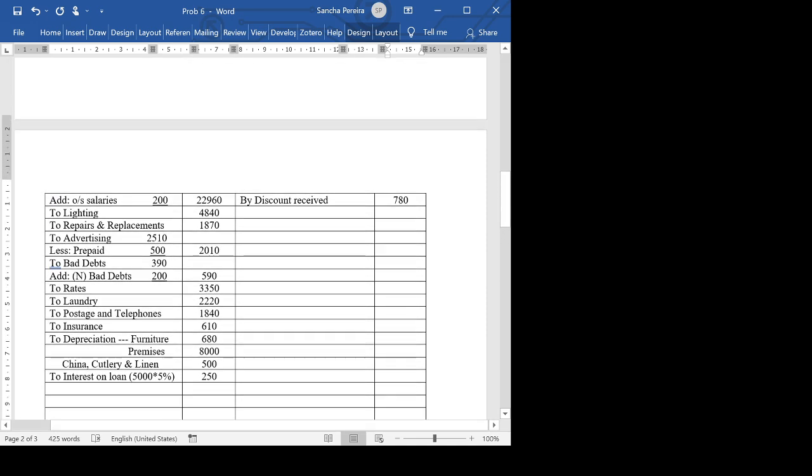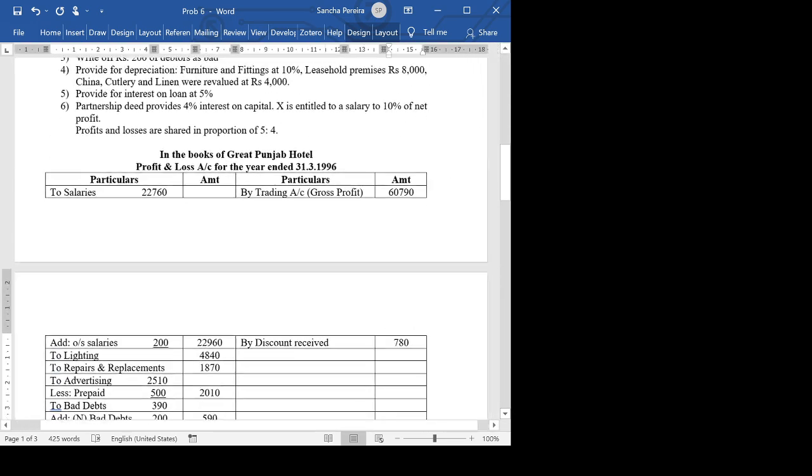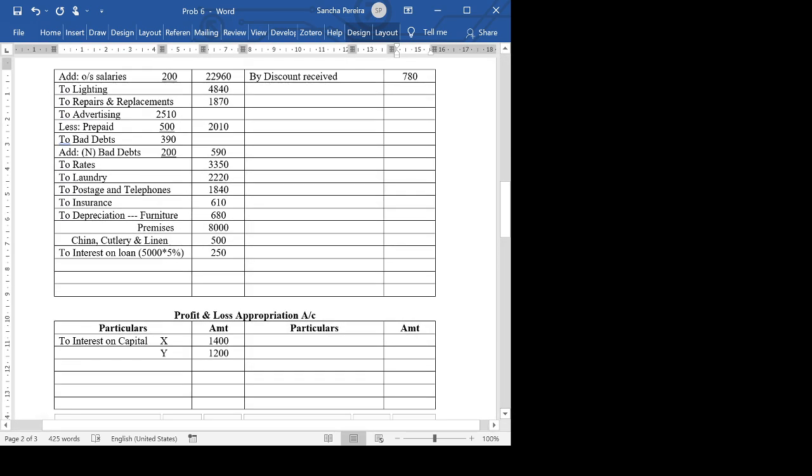Okay. Next we have X is entitled to a salary of 10% of the net profit. Now we cannot do this until and unless we know the net profit. Let's try to find out the net profit. So to find out the net profit, we will have to balance this.